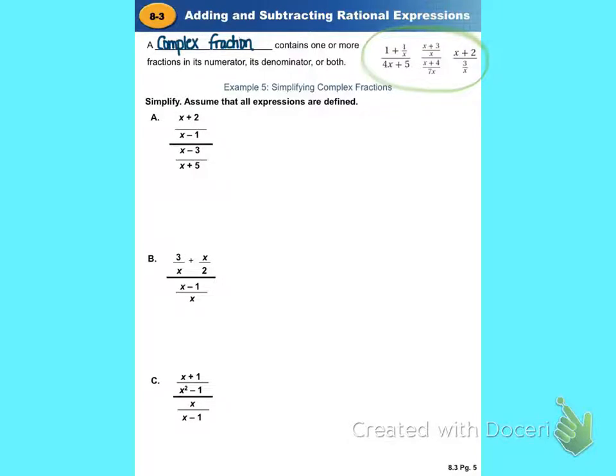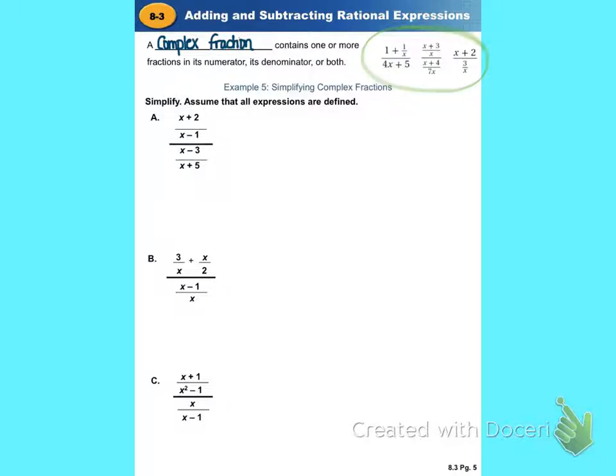But a complex fraction contains one or more fractions in its numerator, its denominator, or both. So we could have a fraction that has a fraction in the numerator and a fraction in the denominator. So we actually have a fraction that's divided by a fraction, which we have done. We did that in the prior lesson. We divided rational expressions by rational expressions. So this is really something we've already done. It looks a little scarier in the form that we see it in these examples, but I'll show you that it's really something that we've already done. We'll just put a little twist on it.